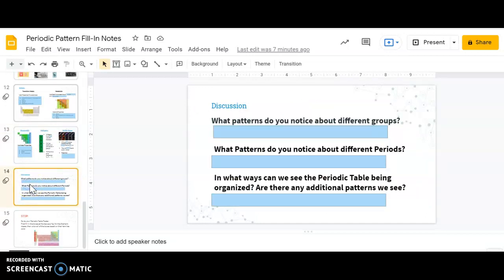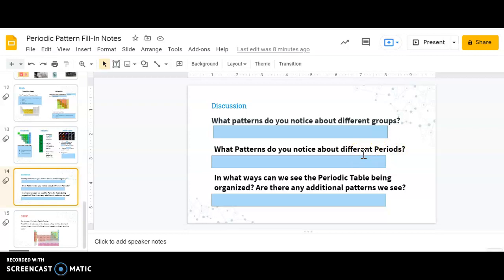And our last slide here: what pattern do you notice about different groups? If it's in group 1, what do you notice? Group 2, what do you notice? On the way to 8. Give me a sentence describing what you notice about groups. Those are the columns. You can refer back to slide 3. Then patterns you notice in periods. You can refer back to slide 2 on here.